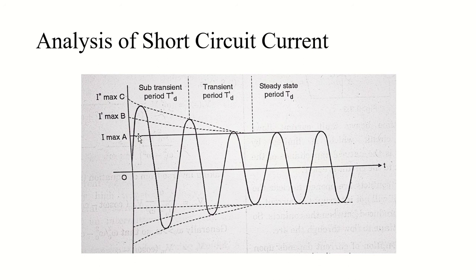I is the RMS value of the steady state short circuit current, in case you're wondering. Then I dash is the RMS value of the transient current, which equals OB divided by root 2, which means E divided by XD dash. XD dash is the direct axis transient reactance. Earlier we saw the synchronous reactance. And finally, I double dash is the RMS value of the subtransient current, given by OC divided by root 2, which is E divided by XD double dash, where XD double dash is the direct axis subtransient reactance.